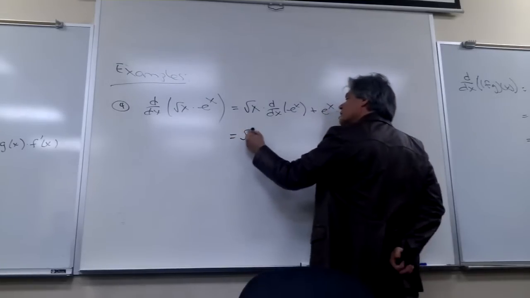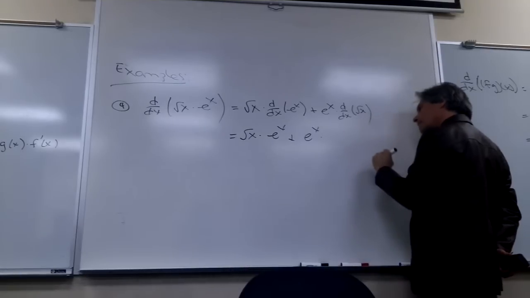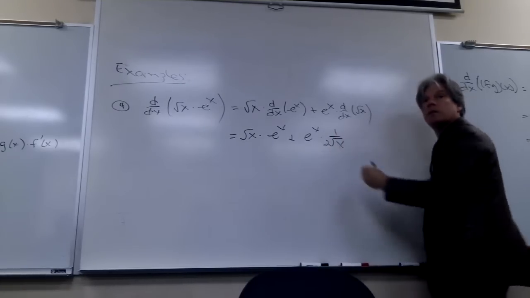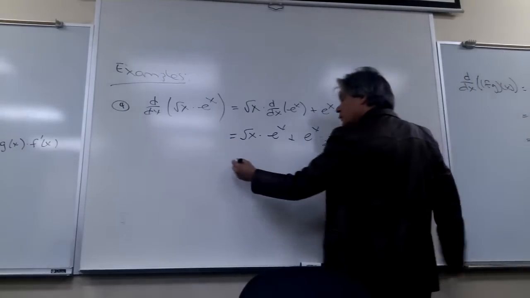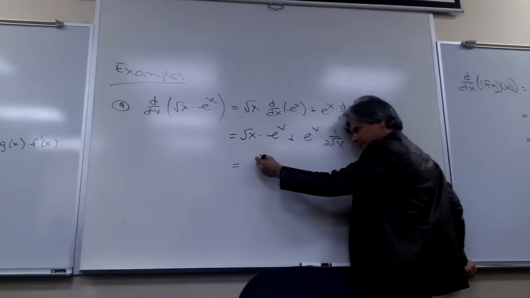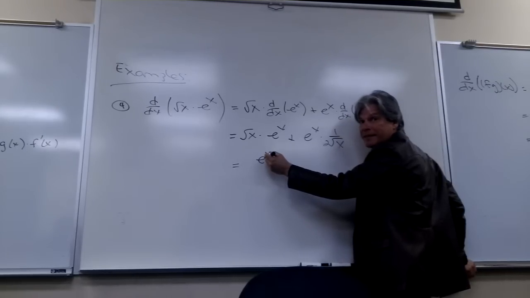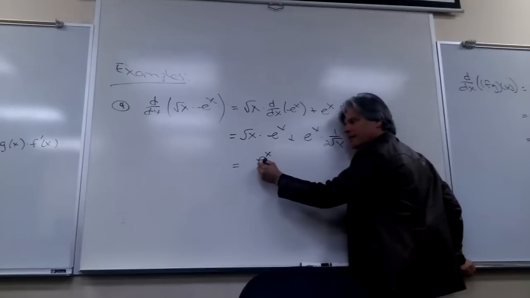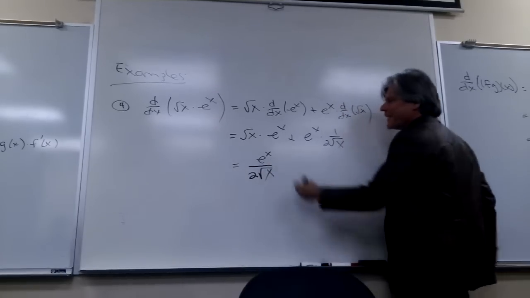I think I'm left with root x times, plus e to the x times 1 over 2 root x. Or, shall we say, we can pull out a 1 over 2 root x. That looks so much better. And that's easy with a common factor.